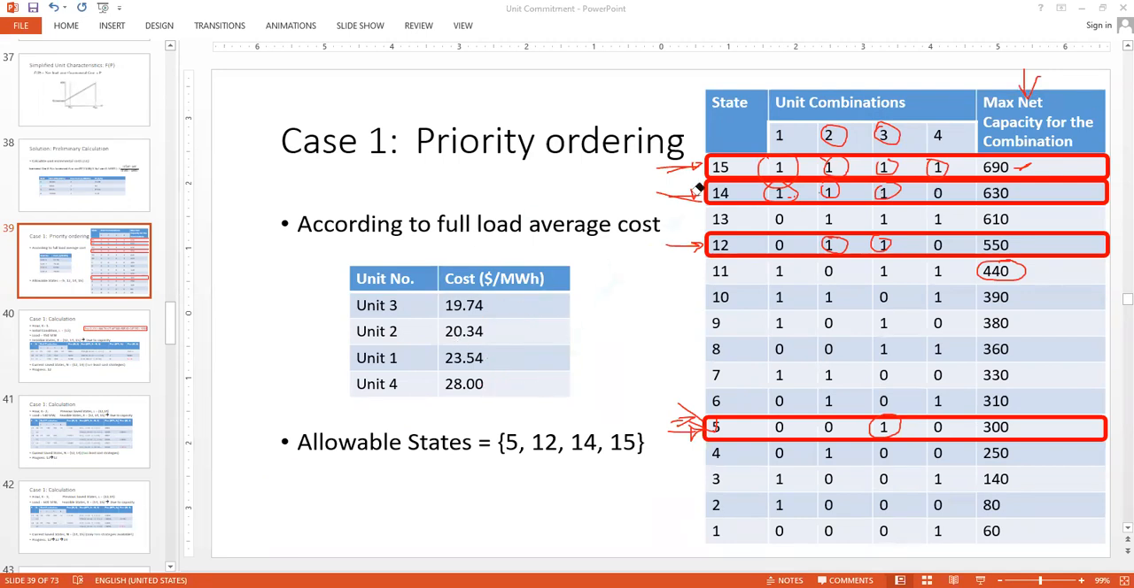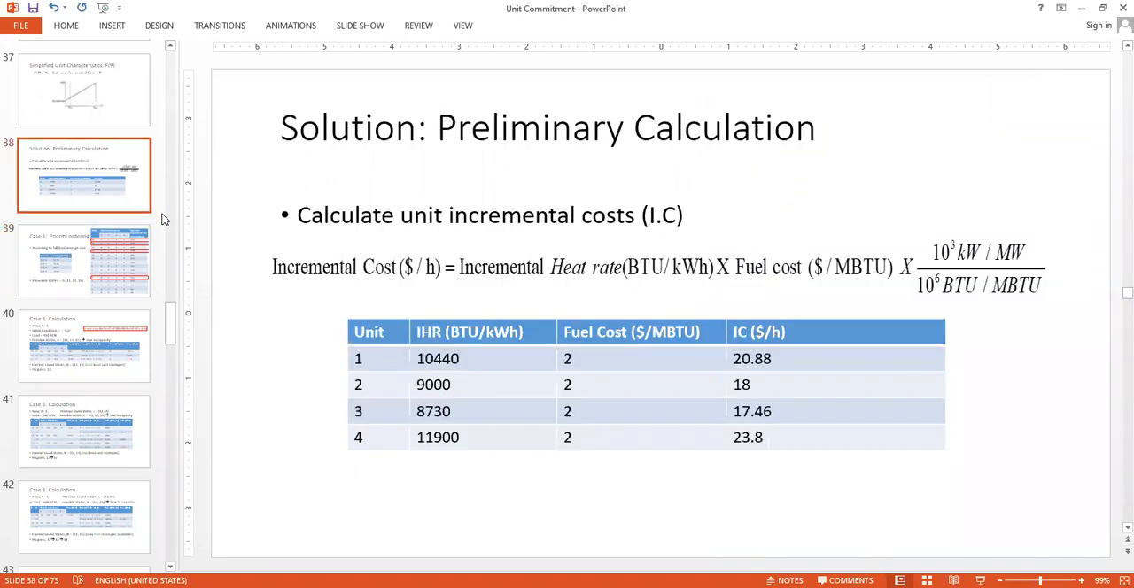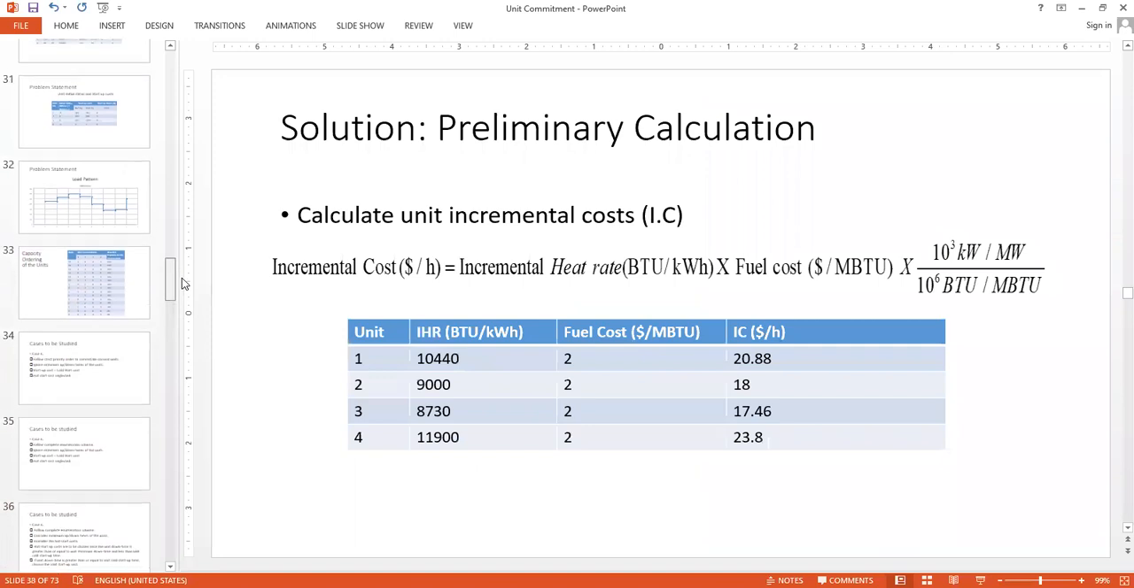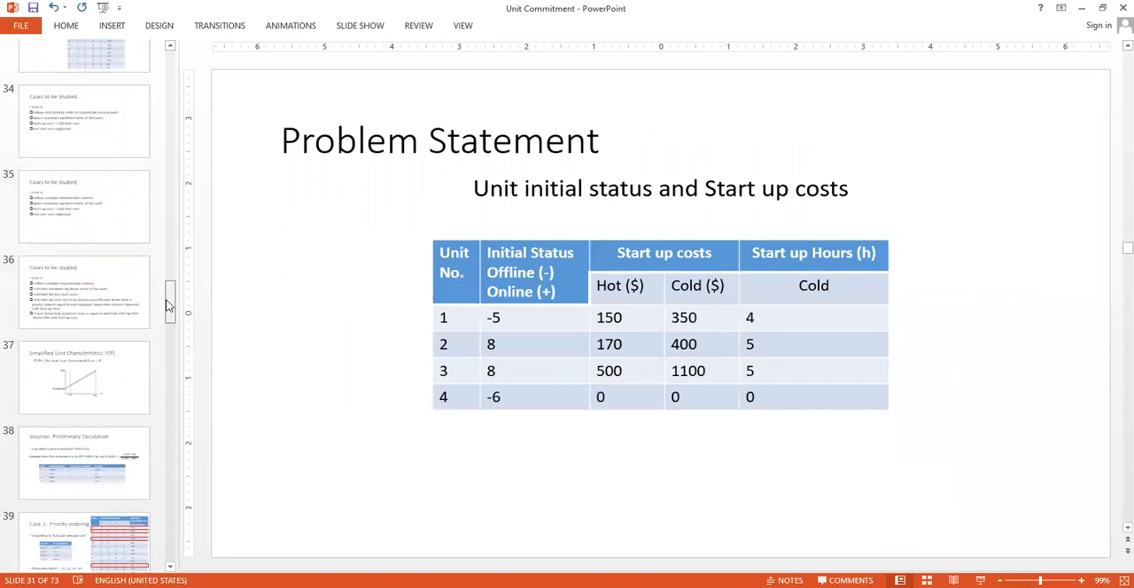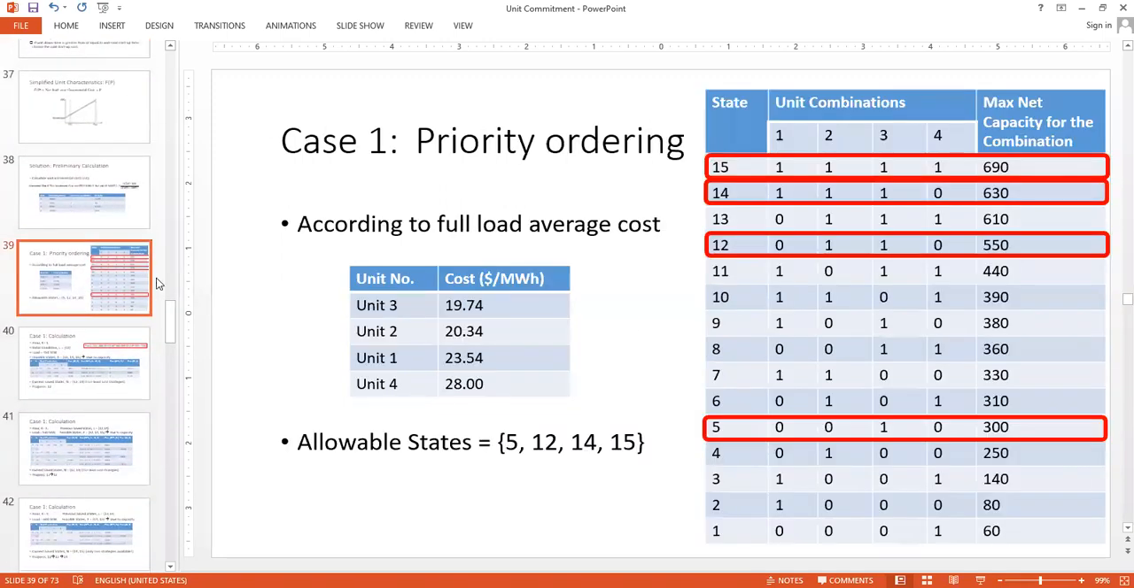So let's go forward. Next, among the allowable units, what is the initial status? Remember, in the initial status, we found that unit 2 and unit 3 are on, and unit 1 and unit 4 are off. Is it feasible? Is it an allowable state?